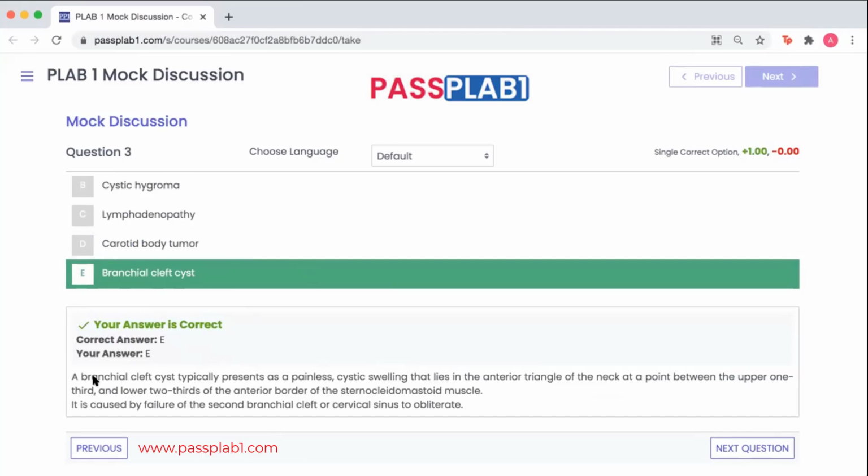But in this case, the swelling very much goes with a branchial cleft cyst, which typically presents as a painless cystic swelling. It's in the anterior triangle of the neck between the upper third and the lower two thirds of the anterior border of the sternocleidomastoid, and it's caused by failure of the second branchial cleft or cervical sinus to obliterate. So the answer for this question was E, branchial cleft cyst.